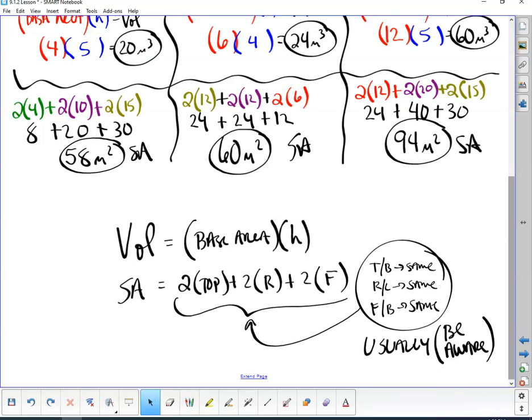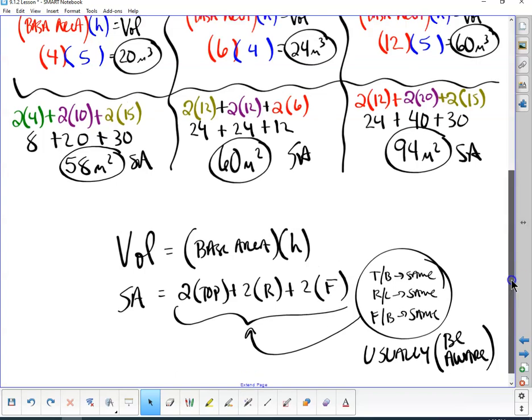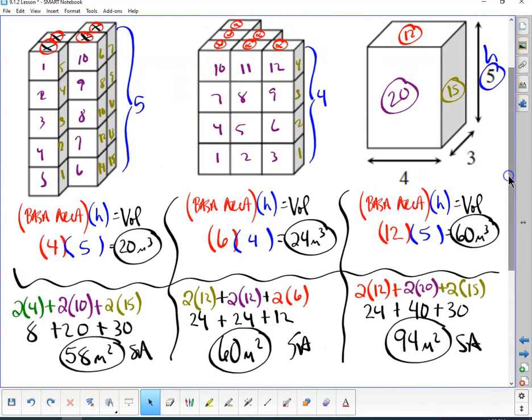Okay, so volume and surface area. That's just a quick blush for it, but you can check it out yourself. If you find any errors, let me know.